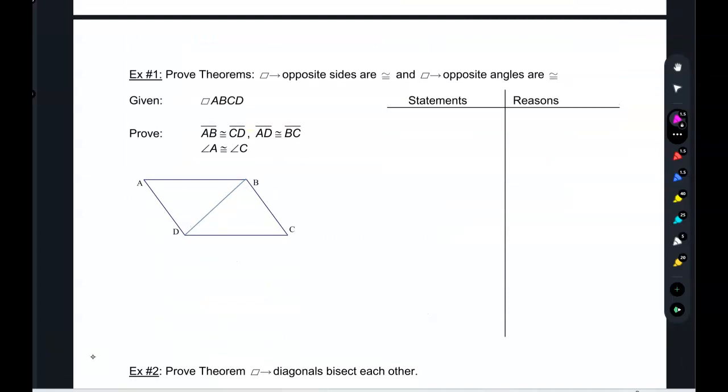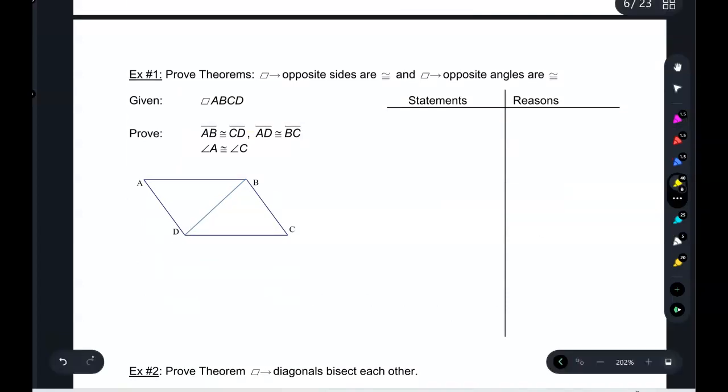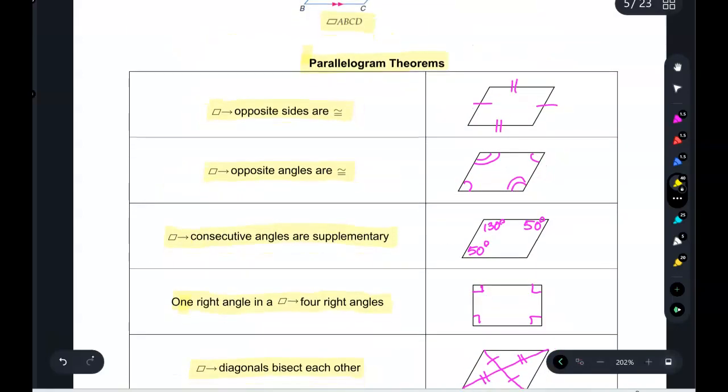Oh. Yay! Come on, Sophia. Yay, we're going to do a couple proofs. So here we're going to do two proofs in one. We want to prove, if there's a parallelogram, the first theorem: opposite sides are congruent and opposite angles are congruent.